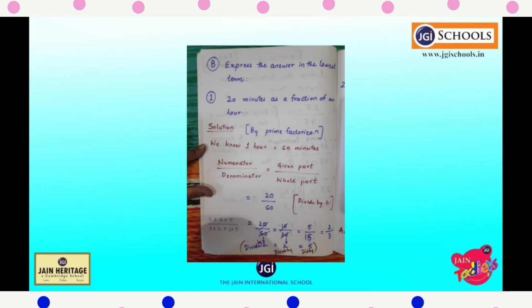Similarly, in question number B, the first one is 20 minutes as a fraction of an hour. We know 1 hour equals 60 minutes, right? So, what is given to us? 20. So, the numerator will be 20 and the denominator will be 60. And if you divide 20 by 60, what will you get here? 1 by 3. So, 1 by 3 is the required answer.